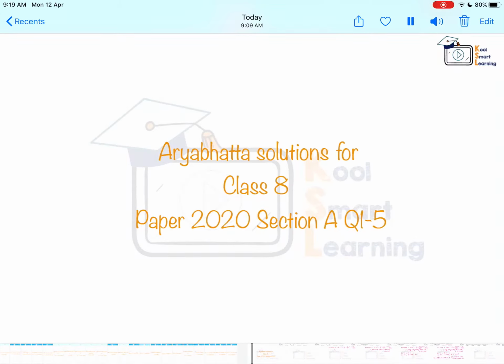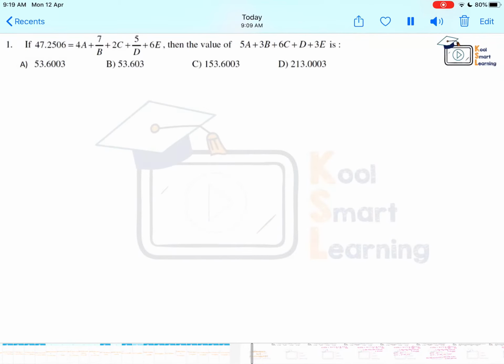In this session, we are going to take up questions 1 to 5 of the Class 8 Aryabhatta Paper 2020, Section A. So let's look at the first question. If 47.2506 is equal to 4a plus 7 by b plus 2c plus 5 by d plus 6e, then find the value of 5a plus 3b plus 6c plus d plus 3e. So here we first need to find out the values of a, b, c, d and e.